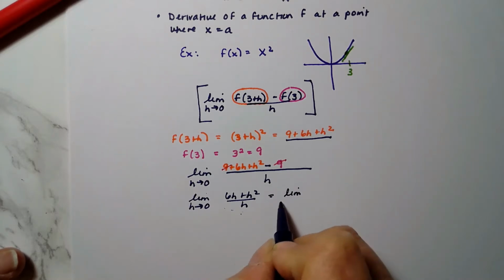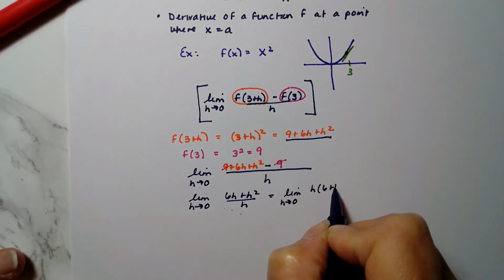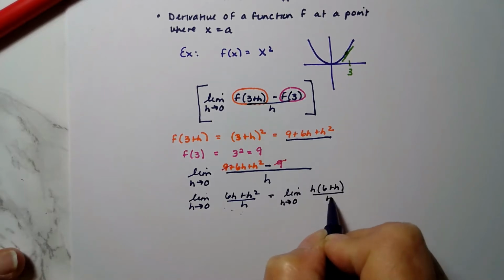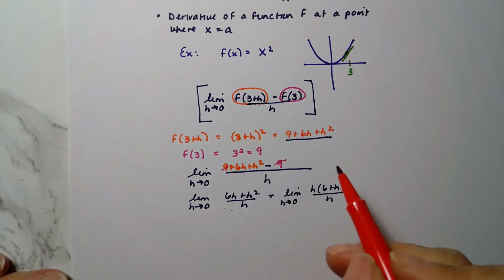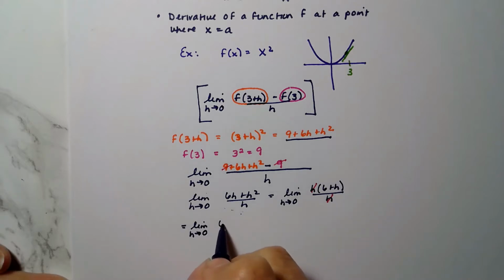So we write the limit as h approaches 0 of h times (6 plus h), that's factoring it out over h, and then you can see the h's cancel. Now what I'm left with, and you notice I keep writing this limit, you have to keep writing it for every single step until you actually take the limit. So what I'm left with is this.